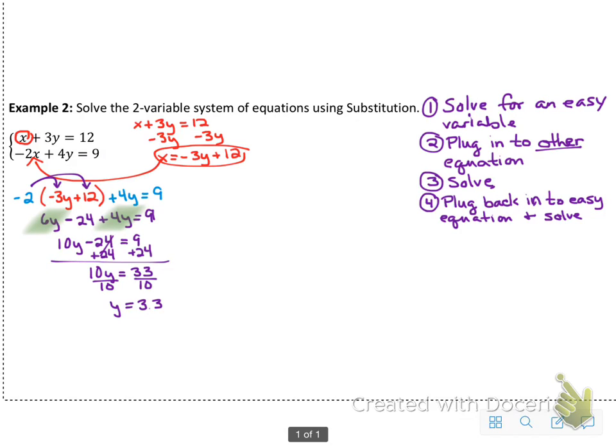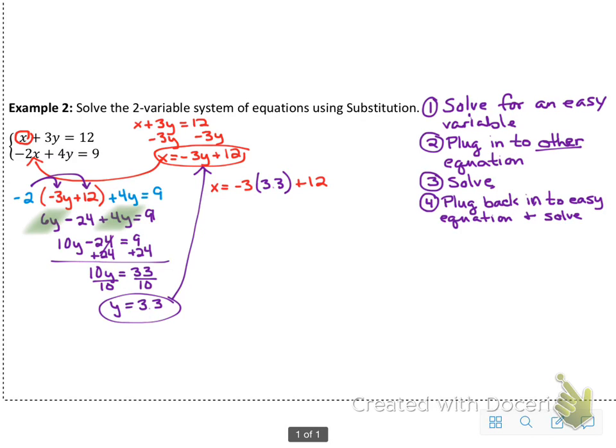Now once we have solved, that was step 3, we're going to do step 4. Plug it back into easy equation and solve. When I say easy equation, I mean the red equation. So we're taking this and plugging it in there. Okay, because you've already done work. You've already solved for x, so plug it in so that when you're solving for x again, it's already there. So for instance, we're going to have x equals negative 3 times y, which is 3.3 plus 12.